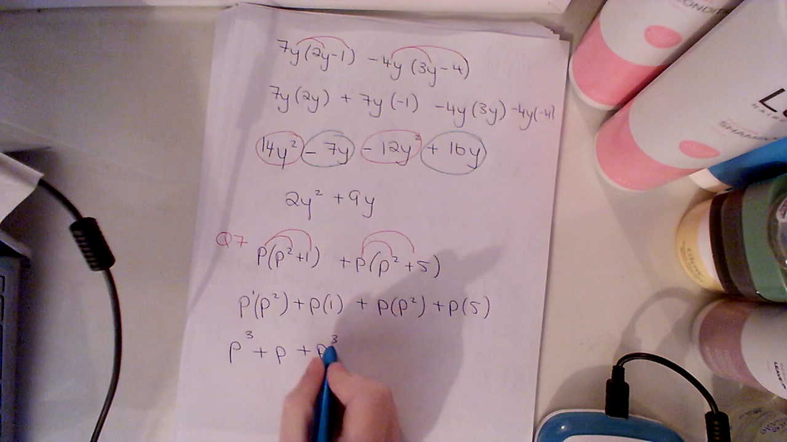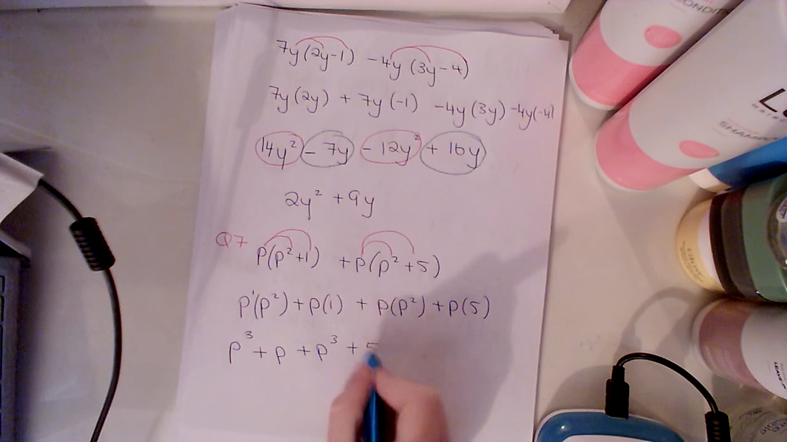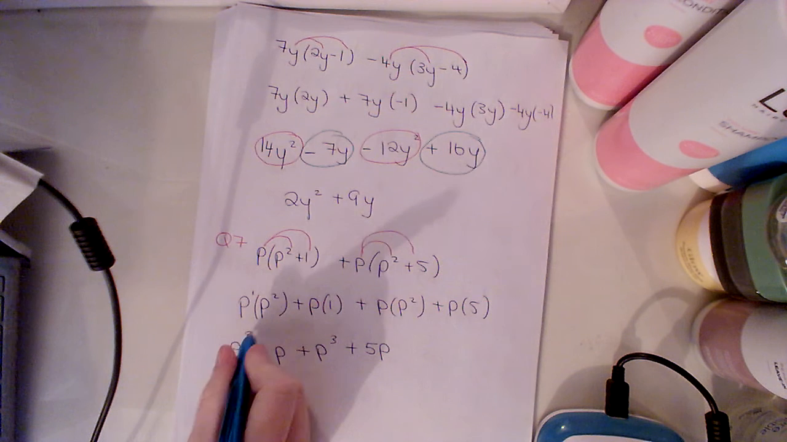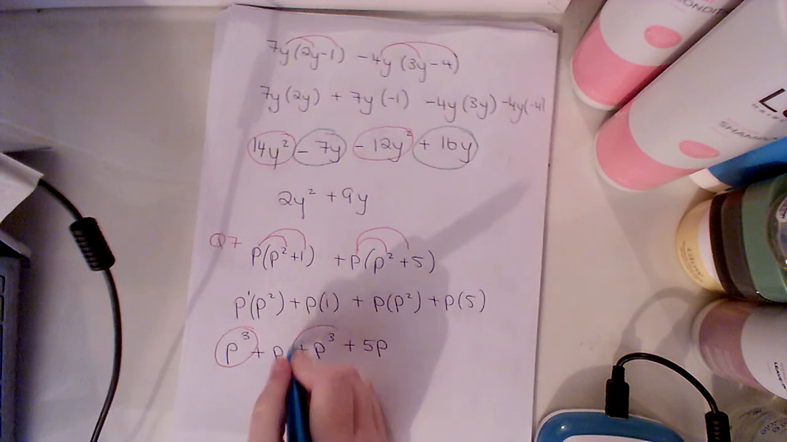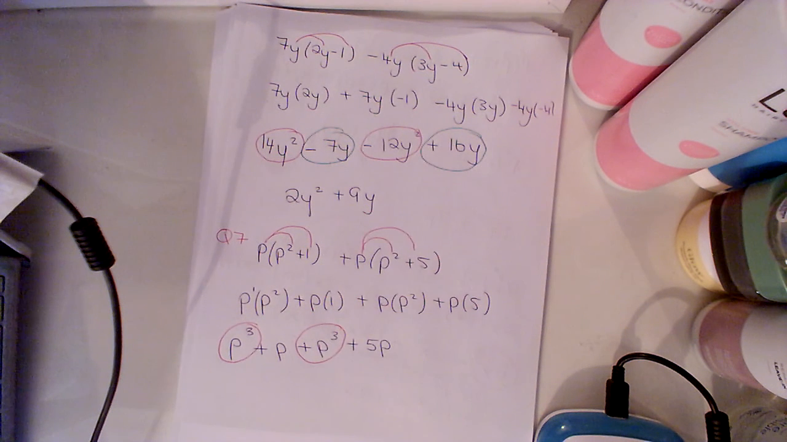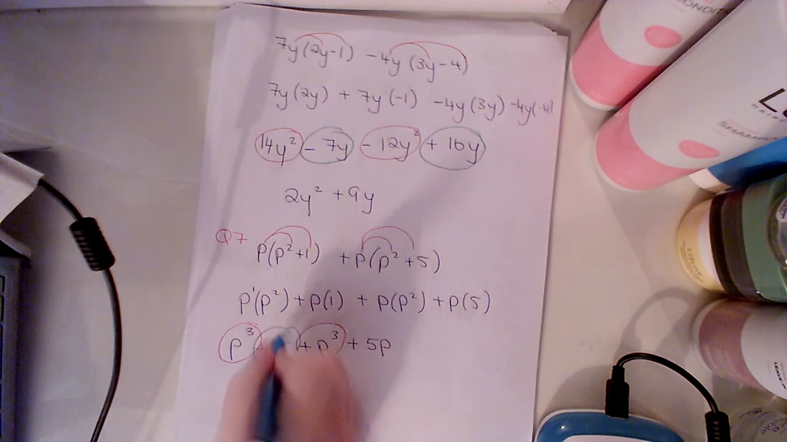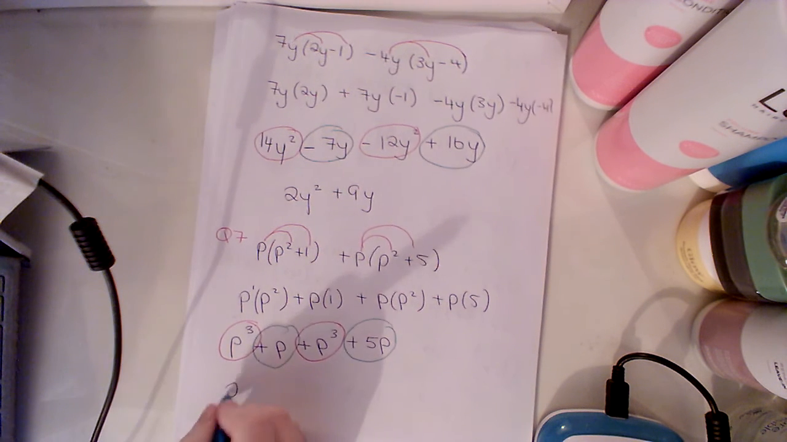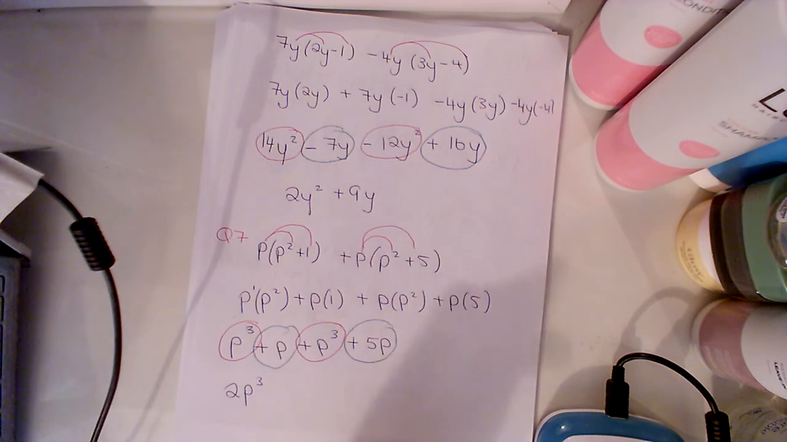cubed plus 5p. Okay, and then I'll circle the terms that can go together. So p cubed can be added with p cubed, p can be added with p, and here I have then 2p cubed plus 6p as my final answer.